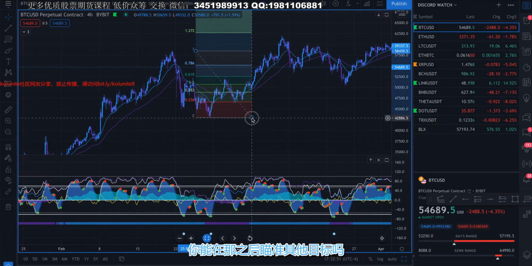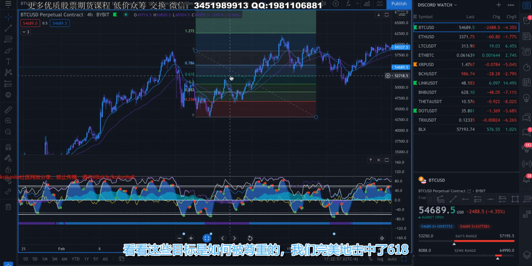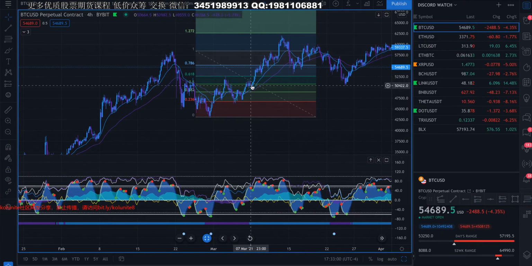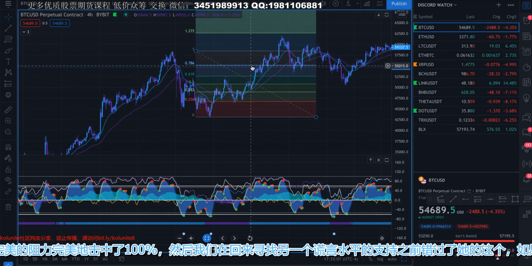And look at how these targets are respected, right? We come up, perfectly hit the 0.618. Perfectly hit the 0.786 as a perfect resistance, perfectly hit the 100%, and then we just missed this one by a hair before we come back and find support on another fib level.